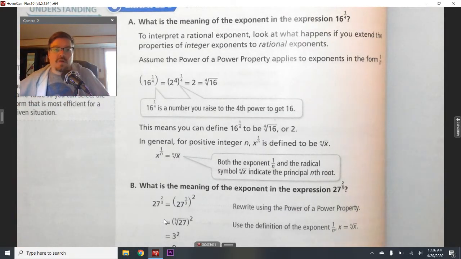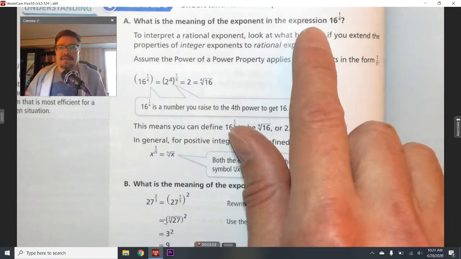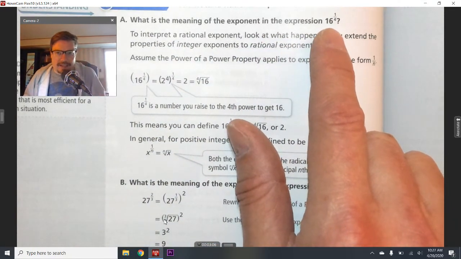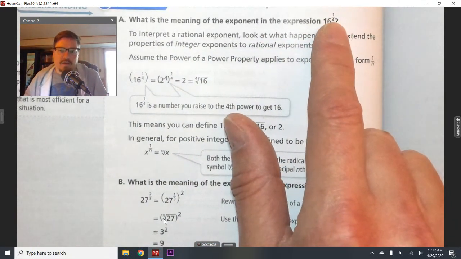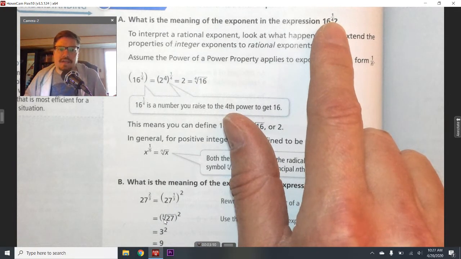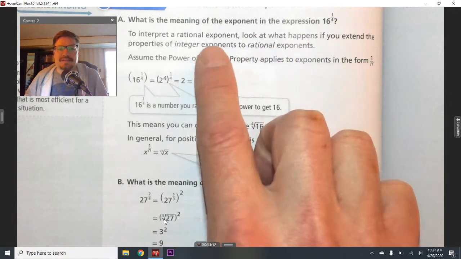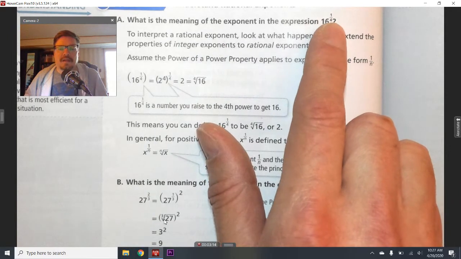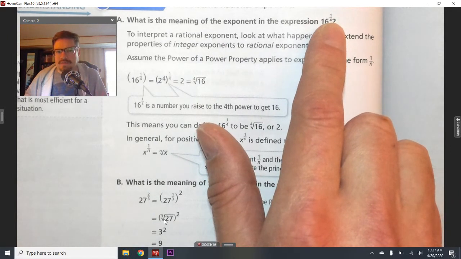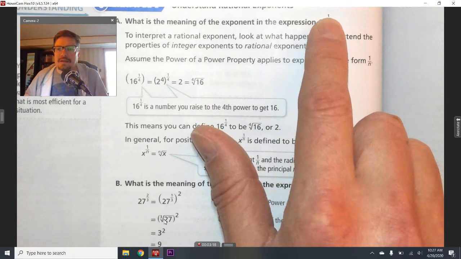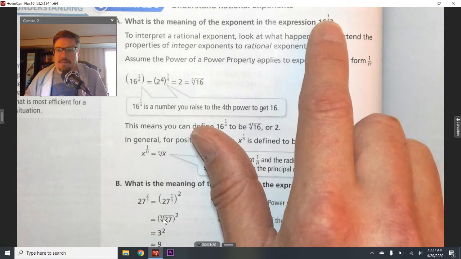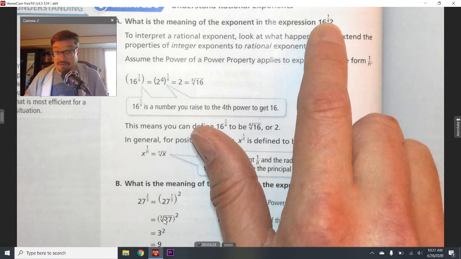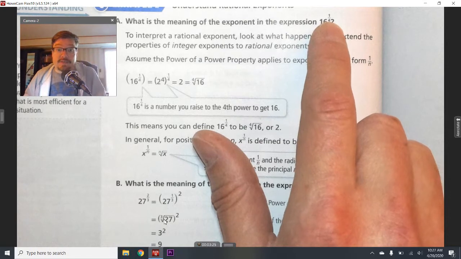All right, so what is the meaning of the exponent of the expression 16 raised to the 1/4 power? I actually covered this in the last video, and what it means is that a rational exponent means you're doing 2 things simultaneously. You're raising 16 to the power of 1, but you're also taking its 4th root. So you're doing 2 things at the same time.